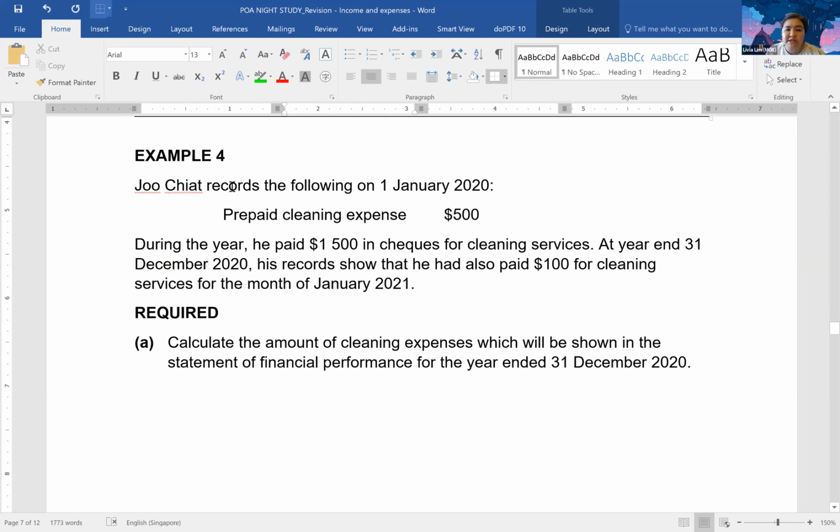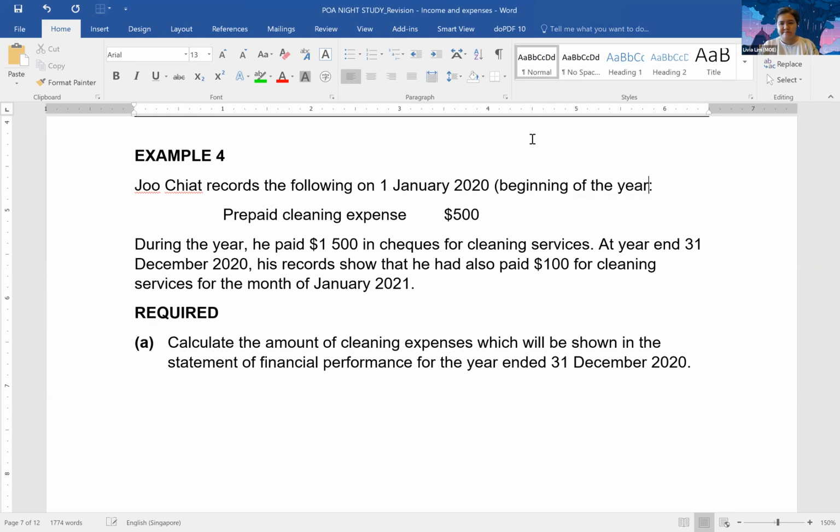You record the following on 1st of July 2020, and this is the beginning of the year. He recorded that there was a prepaid cleaning expense. Last year, he paid for this cleaning expense. You have to think to yourself, did I use it last year? No, never use it last year. So if you never used it last year, when are you going to use it? You need to take that into consideration. There's this prepaid cleaning expense, $500.